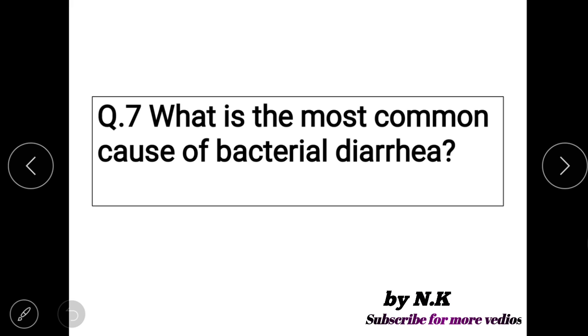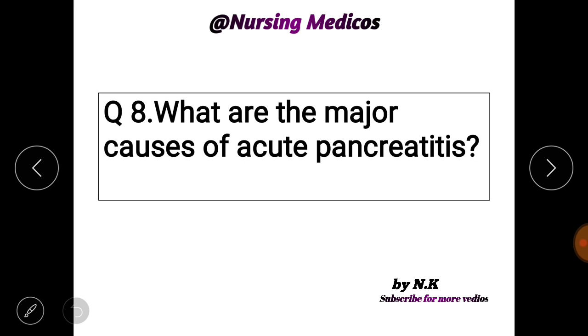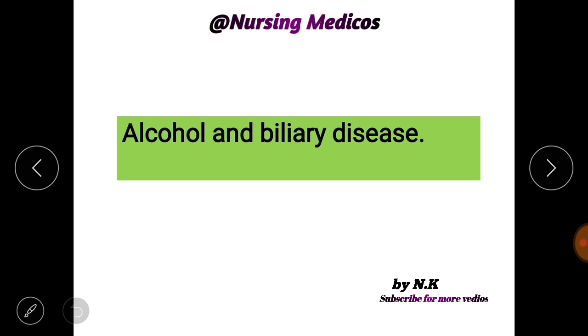The next one, what is the most common cause of bacterial diarrhea? You will see the answer. That is E. coli. E. coli is the main cause: enteroinvasive, enteropathogenic, and enterotoxigenic. That is, E. coli is the main cause. The eighth one, what are the major causes of acute pancreatitis? We'll see the answer. That is alcohol consumption and biliary disease. That is the main cause.